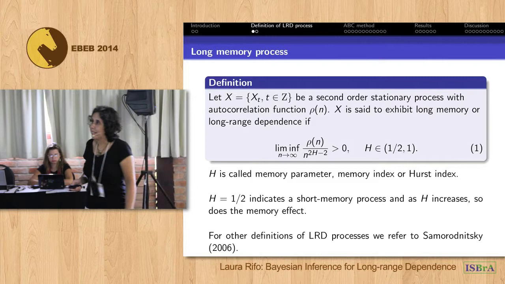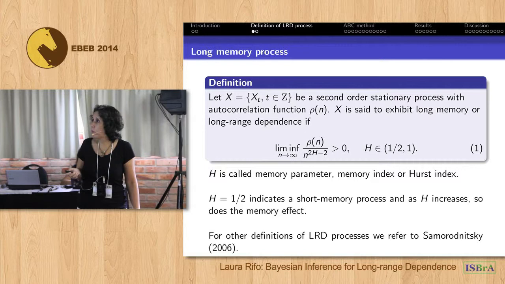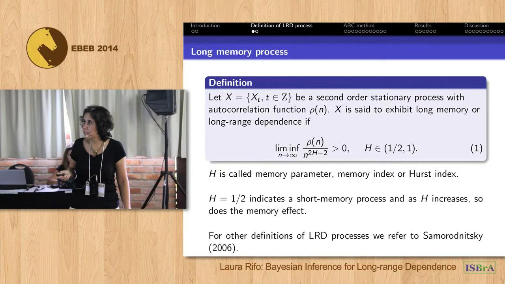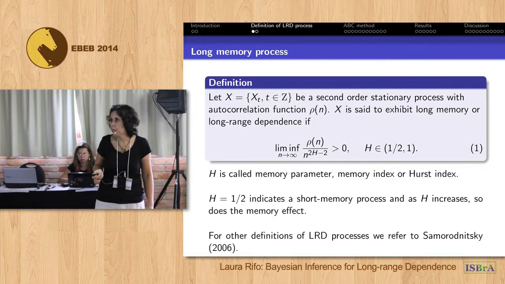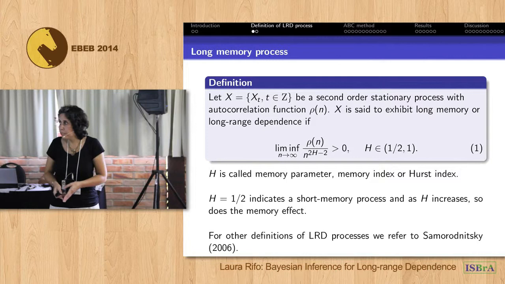We say that a stationary process exhibits long memory or long-range dependence if the autocorrelation function satisfies this inequality here. Okay? So we are saying that the autocorrelation decreases very, very slowly. This h here is called the memory parameter. When we have h equal to half, then we have a short memory process.